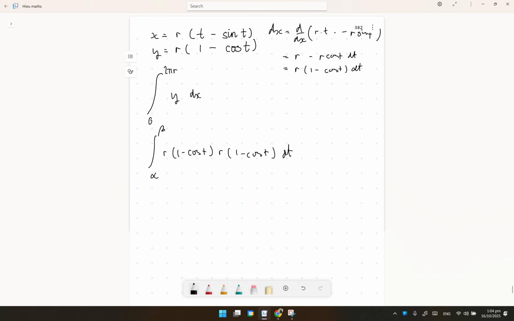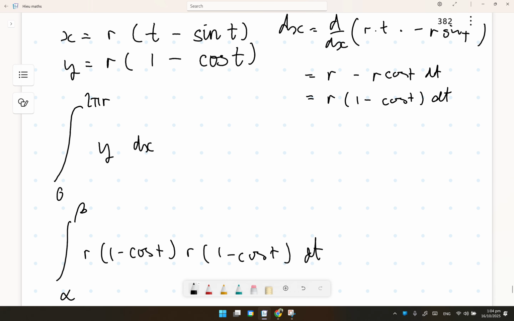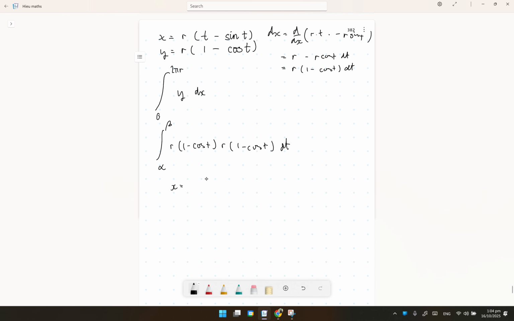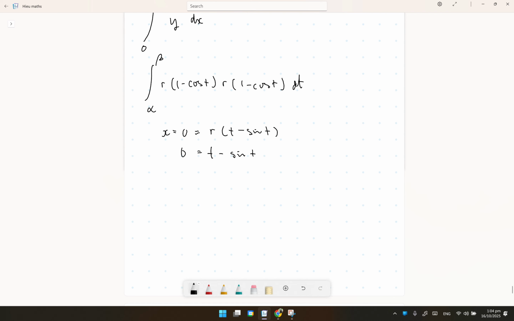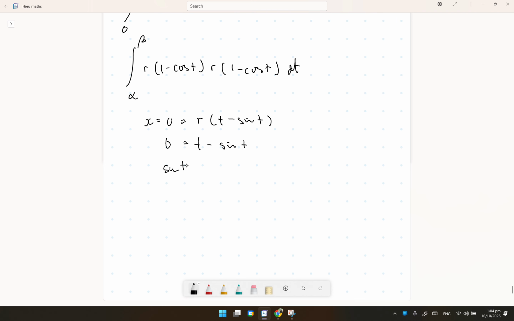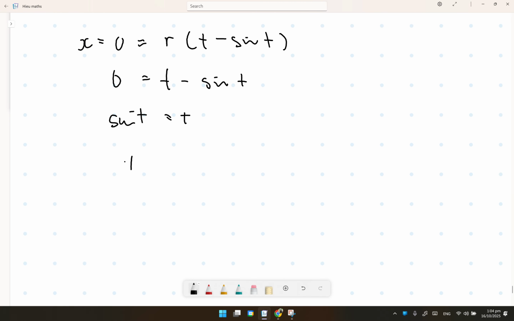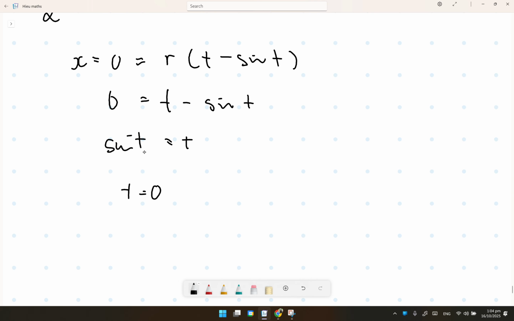Okay, so now we need to find the limits. What's the bottom limit first? Let's do from 0. X equals 0. So r t minus sine t is equal to 0. So that means you can divide by r. So that's just t minus sine t is equal to 0. So therefore sine t is equal to t. So the only situation that this would happen with is when t equals 0, right? Because if t equals 0, sine 0 is equal to 0, so therefore 0 equals 0. So the only situation where this is true is when t is equal to 0.